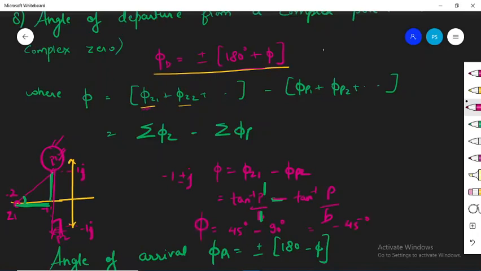So we have calculated phi. The phi value has been calculated. Now I want to calculate the angle of departure.